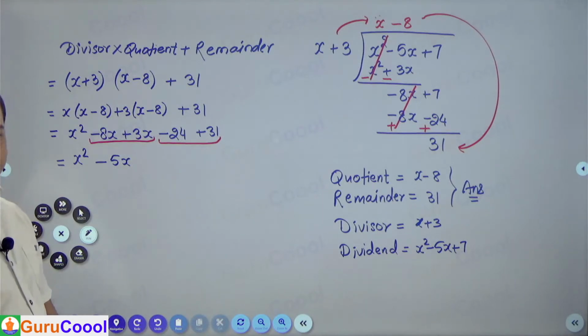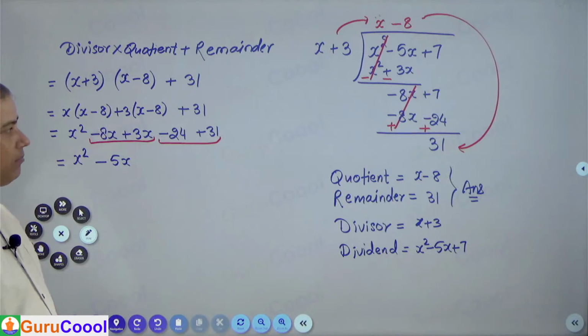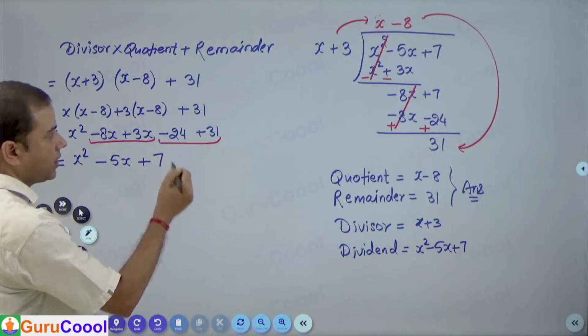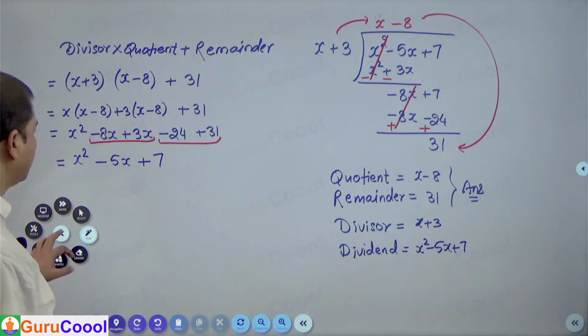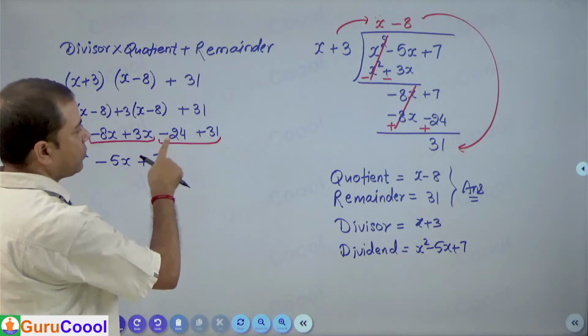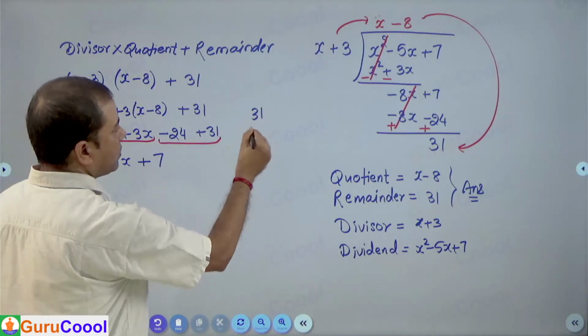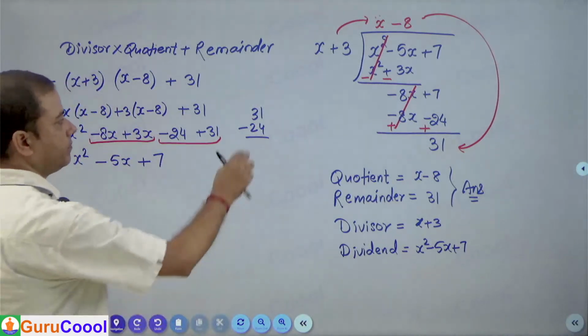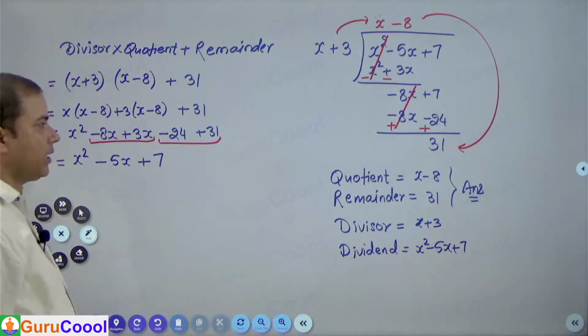What is this? This much time? It's plus 7. This much time taken, still wrong. 31 is positive, 24 is negative. It's 31 minus 24. How did you get negative 7? Be attentive.